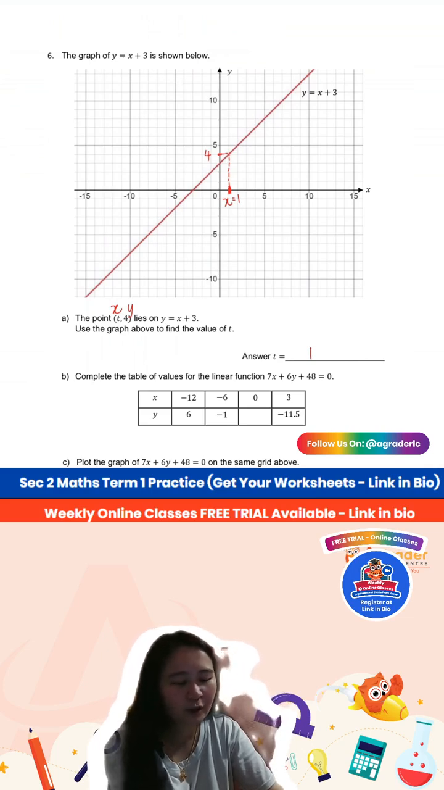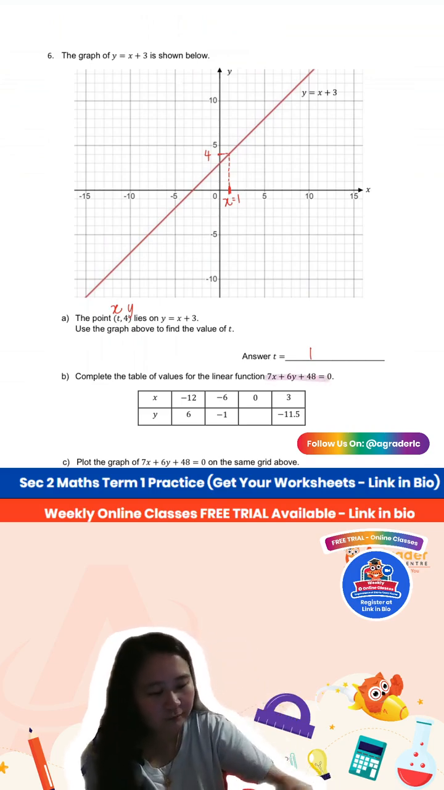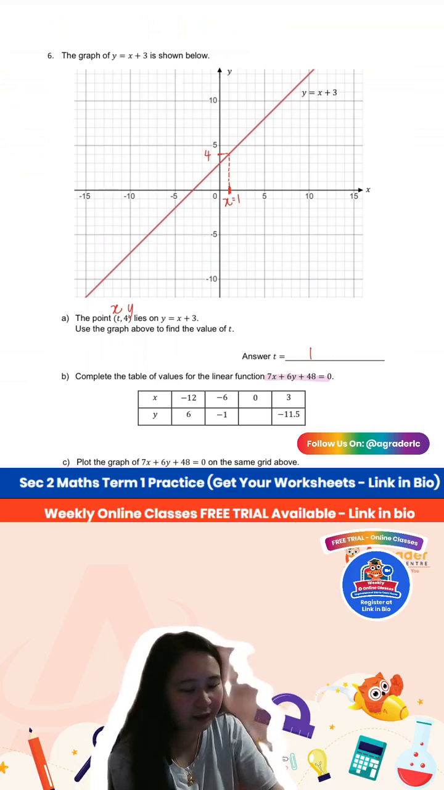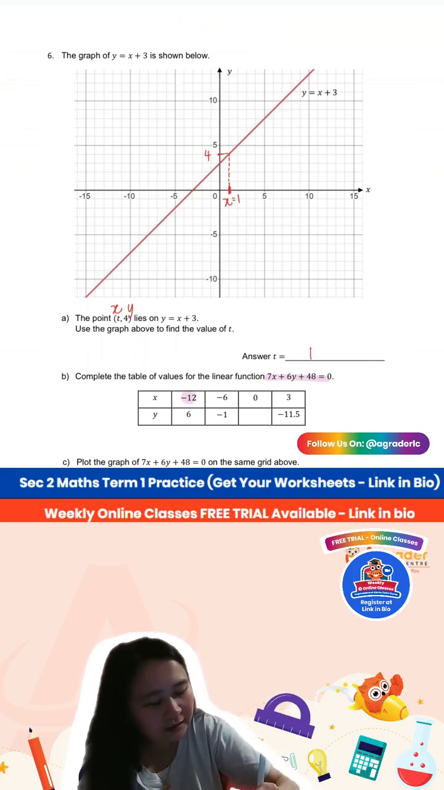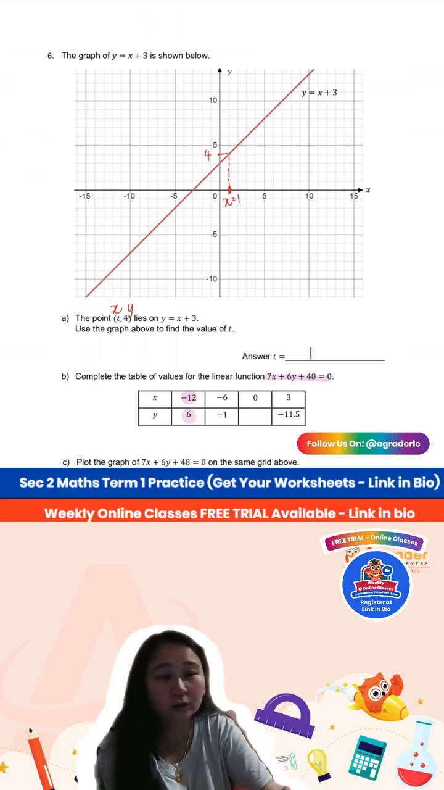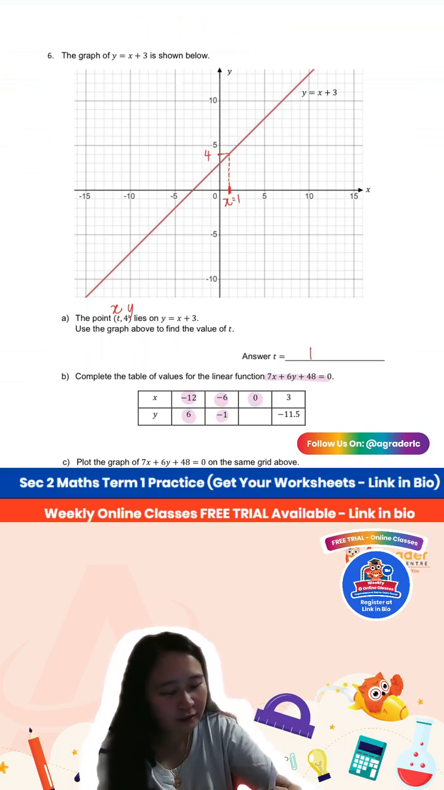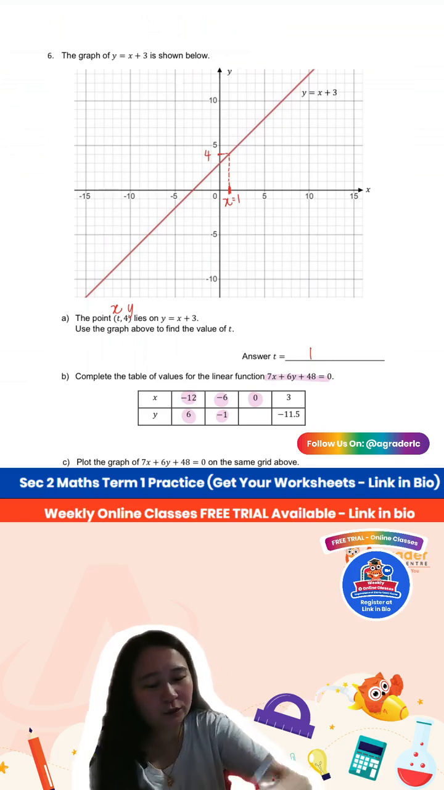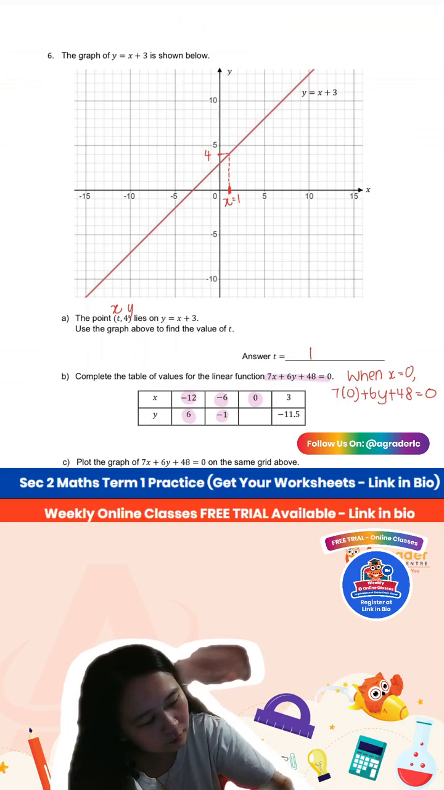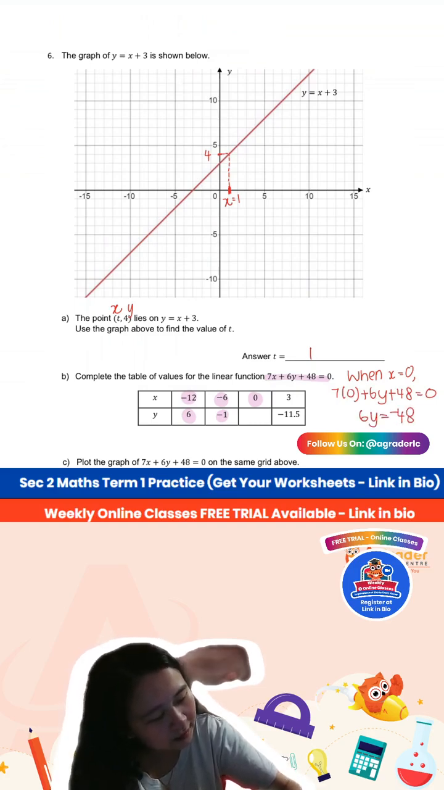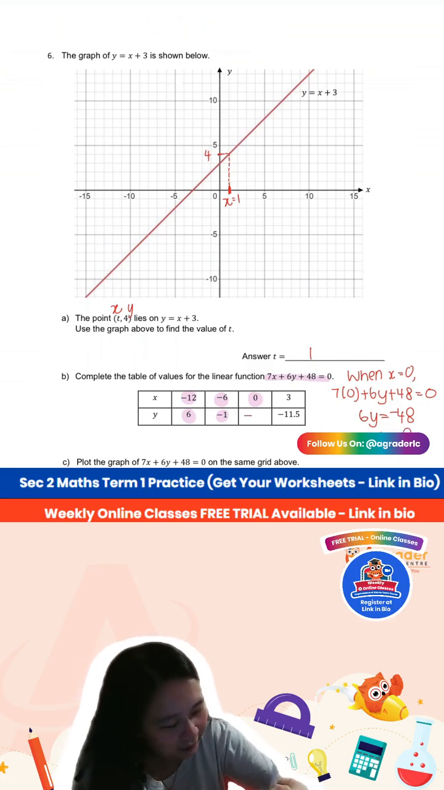Then complete the table of values for the linear function 7x plus 6y plus 48 equals 0. So this means when x equals negative 12, y equals 6. When x equals negative 6, y equals negative 1. So we have to find the value of y when x equals 0. So 7 times 0 plus 6y plus 48 equals 0. 6y is negative 48, which means y is negative 8.